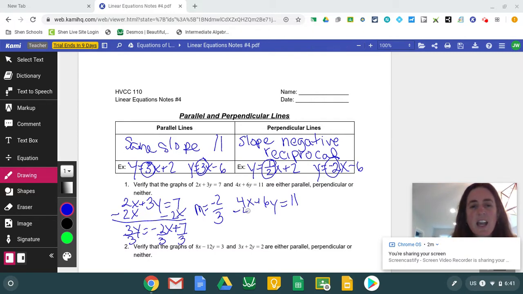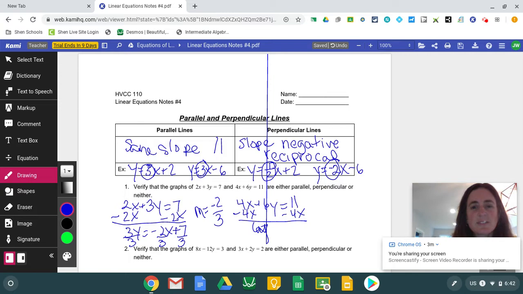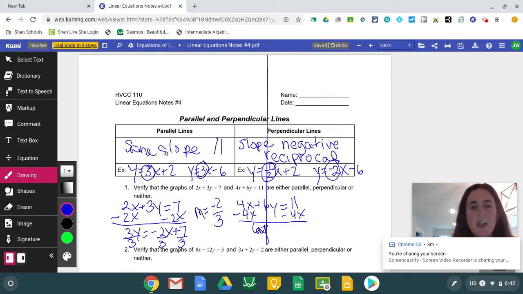Now I'm going to take this one and solve. I'm going to subtract 4x to the other side, so 6y equals negative 4x plus 11. And then I would divide by the 6 on both sides. Sorry, guys, my video is freezing, the internet's acting up.